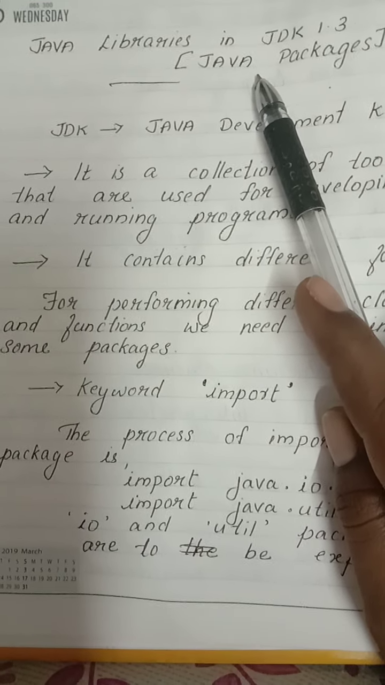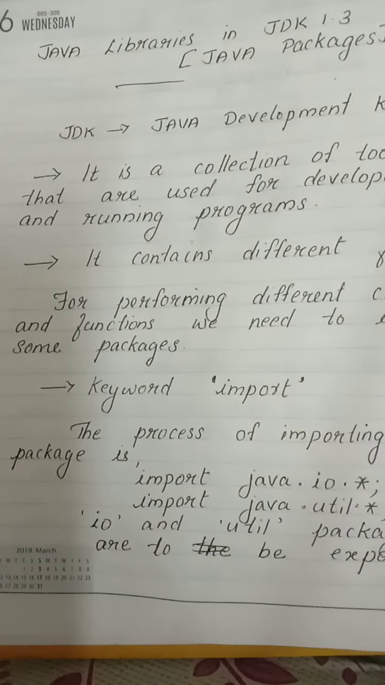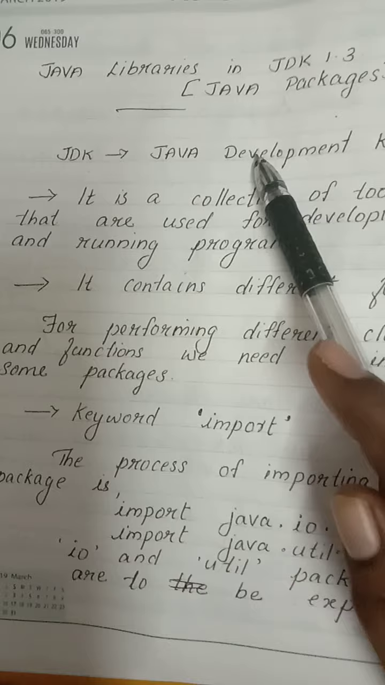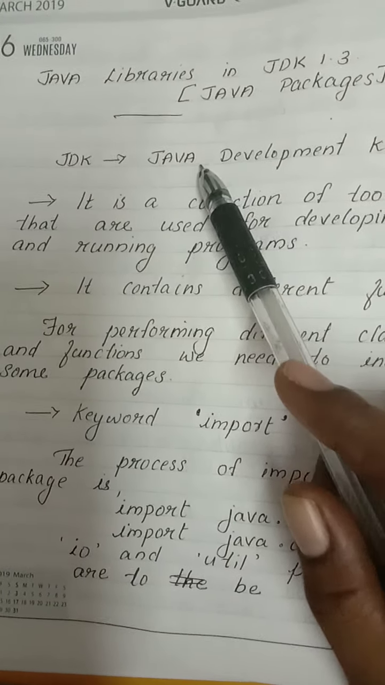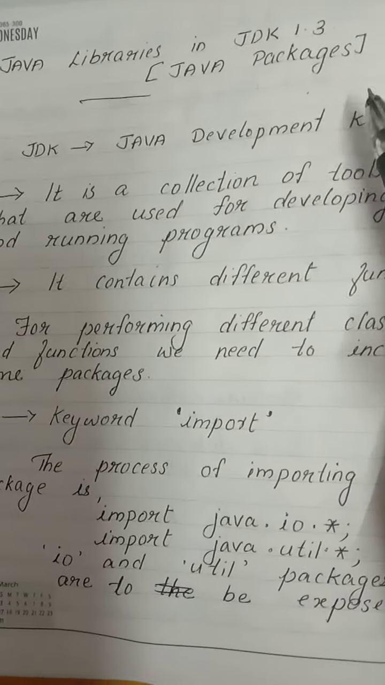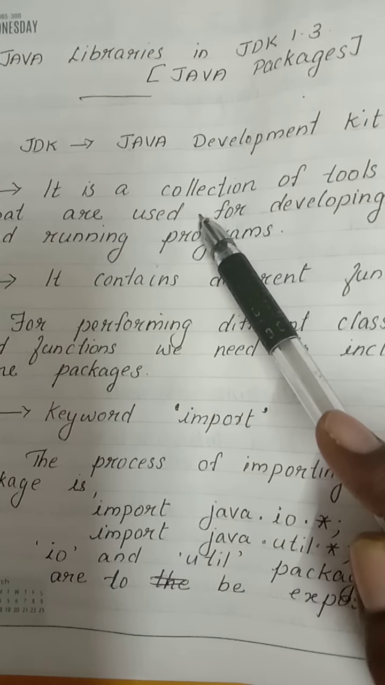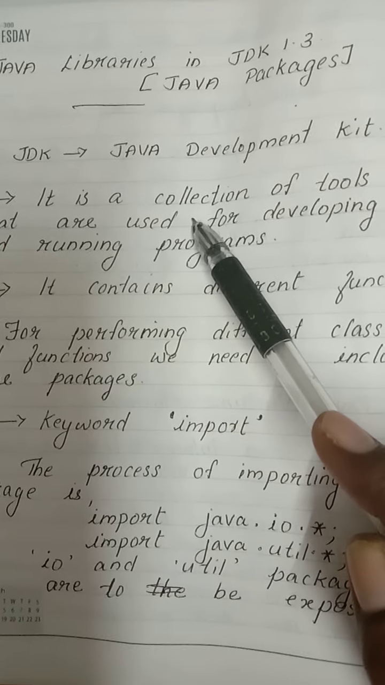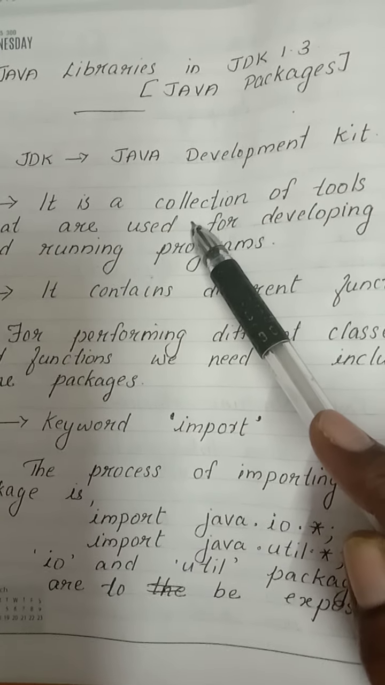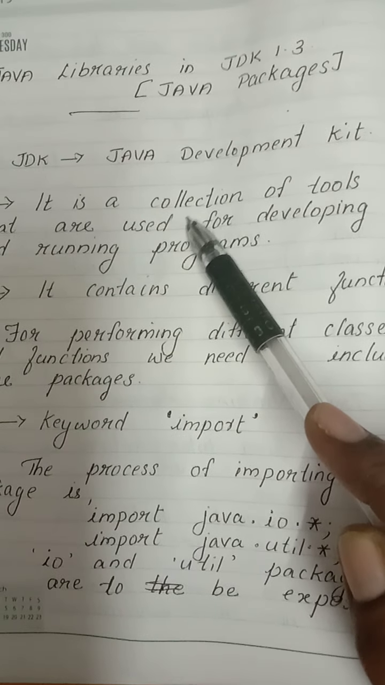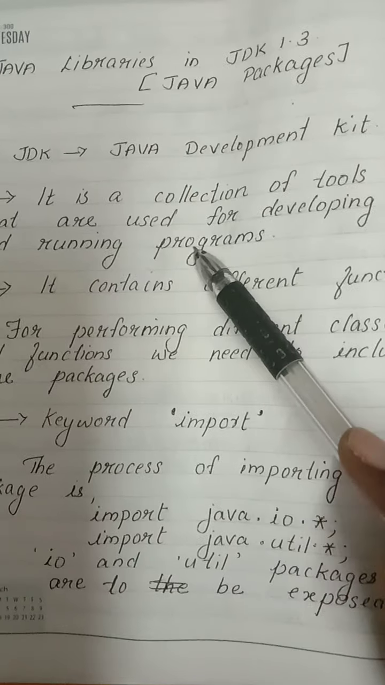Next portion is Java libraries in JDK 1.3, or Java packages. JDK means Java Development Kit. It comes with a collection of tools that are used for developing and running Java programs.